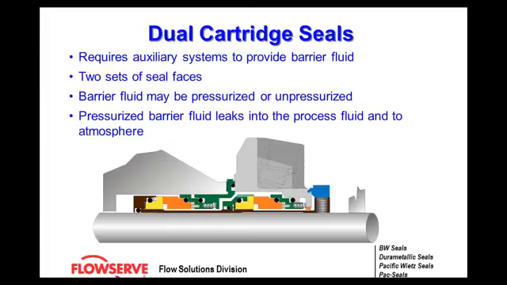This is another variation of a cartridge design in a dual orientation. Remember that dual seals require an auxiliary system, so you have to have a barrier fluid in and out. And it's simply just two mechanical seals, one inside, one outside.